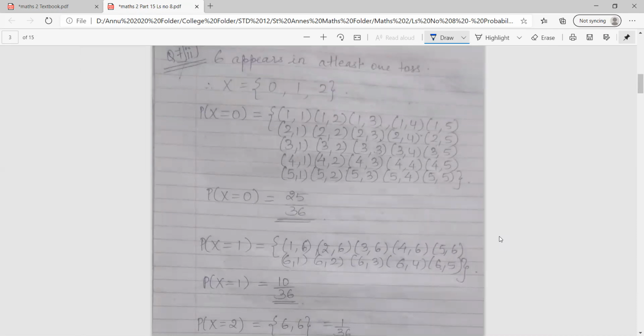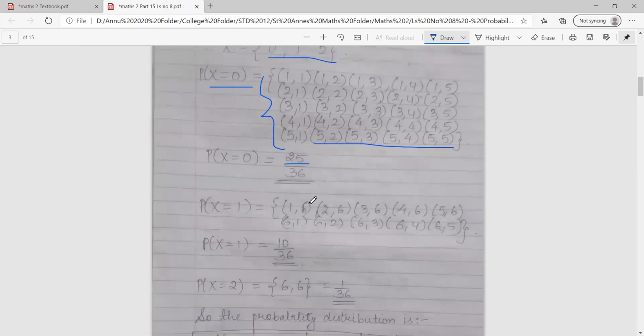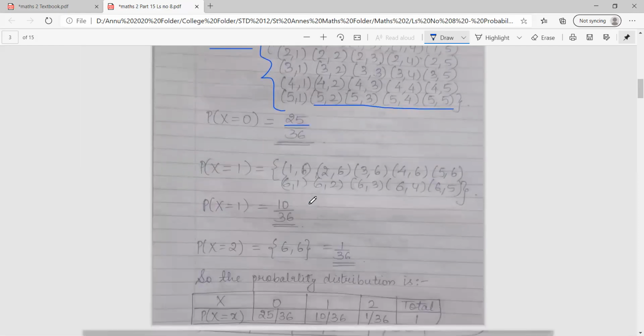Continuing with the same question, the second part. 6 appears in at least one toss. So again there will be 3 conditions. As the die is tossed twice, so the outcome will be 0, 1, 2. 0, none of the 6 appears. So 1, 1, 1, 2, 1, 3, 1, 4, 1, 5. So you will take all the outcomes up till 5. As you can see, not a single 6 is there in the outcome. So I get 25 such numbers. So 25 divided by 36 is the first probability of getting no 6s.